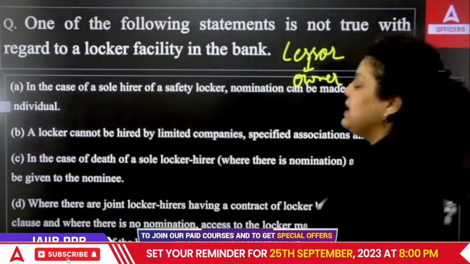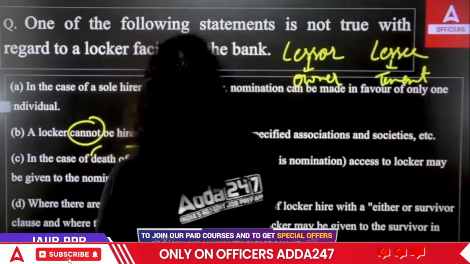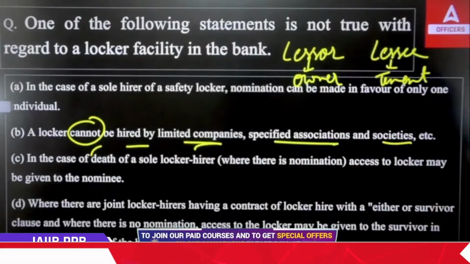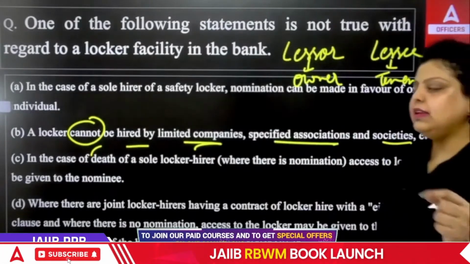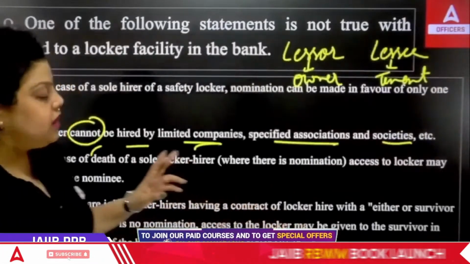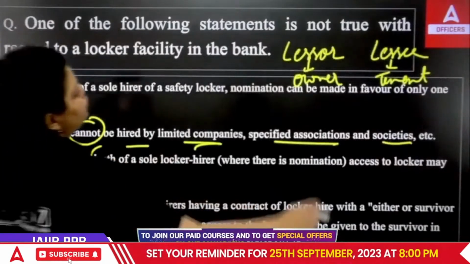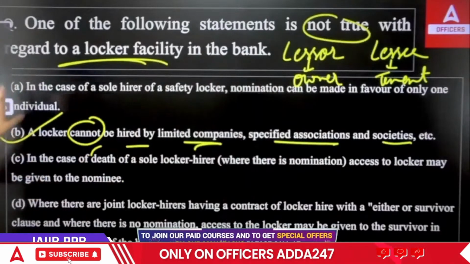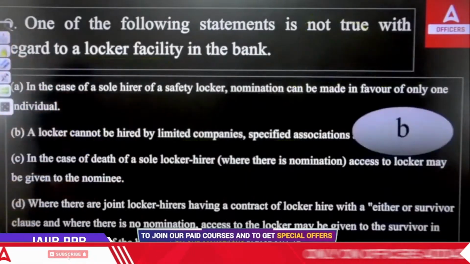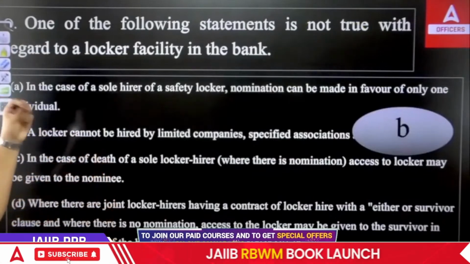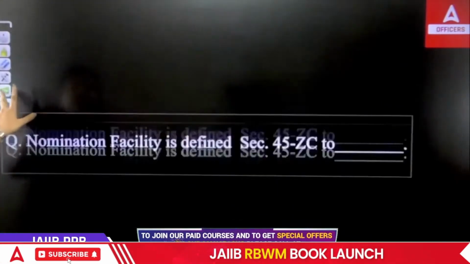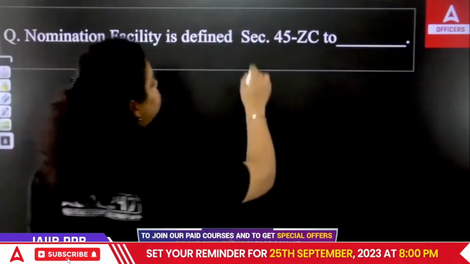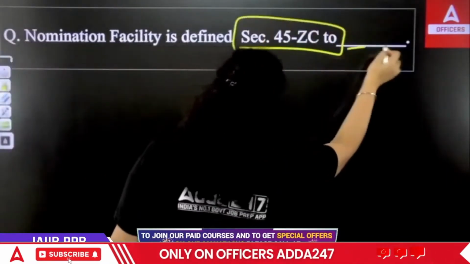The second statement is saying a locker cannot be hired by limited companies, specified associations and societies. No, it's not true. Anybody can hire a locker. There are no such conditions here. So the right answer will be B. This is not a true statement regarding the locker facility of a bank. So the right answer will be your B option. Clear?